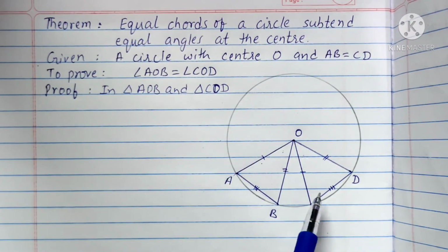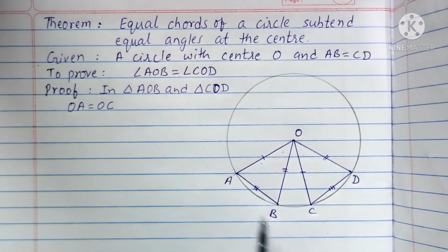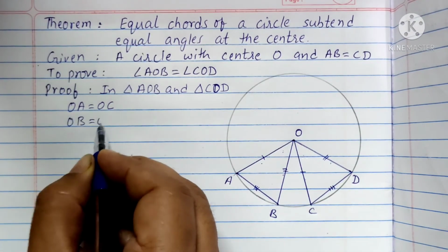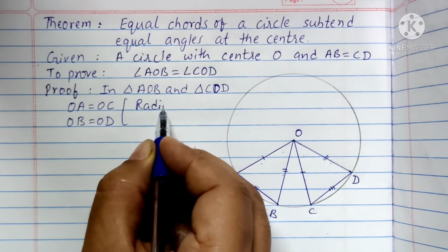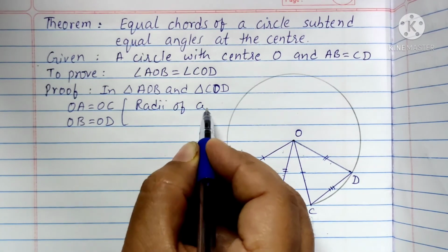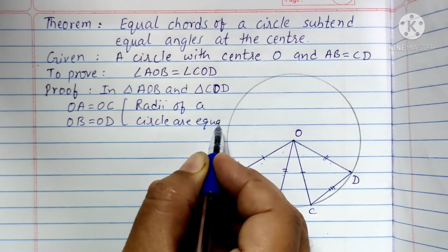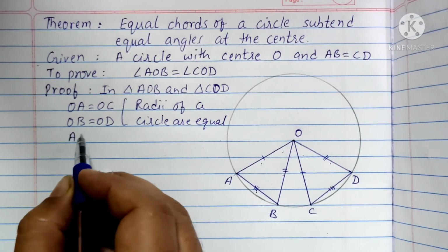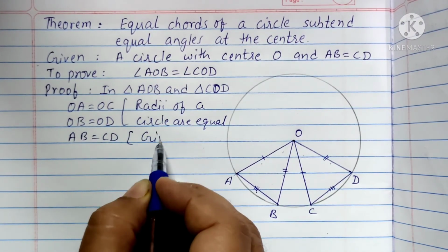So in this, OA is equal to OC, and OB is equal to OD, and the reason is radii of a circle are equal. And it is given in the question that AB and CD are equal. The chord AB is equal to CD, that is given.